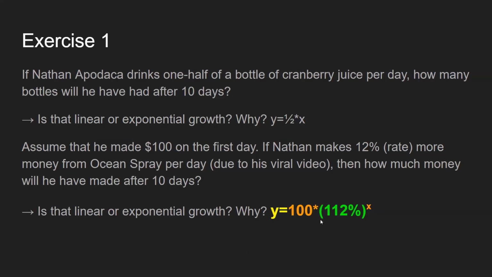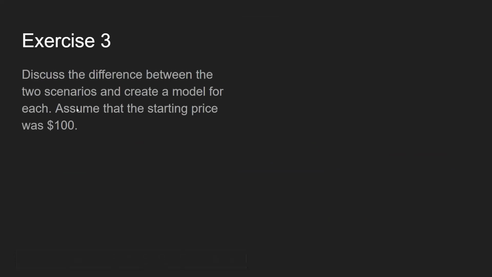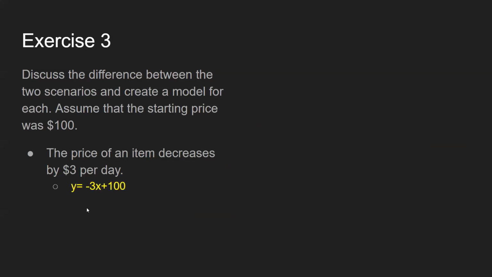Exponential growth will grow far differently than if we had linear growth, so keep that in mind. Discuss the difference between these two scenarios. If the starting price of an item was $100 and it decreases by $3 per day, that is an absolute change. It's a number that you're decreasing per day. But it's just linear. So -3 would be your slope times x, how many days passed, plus the initial value.